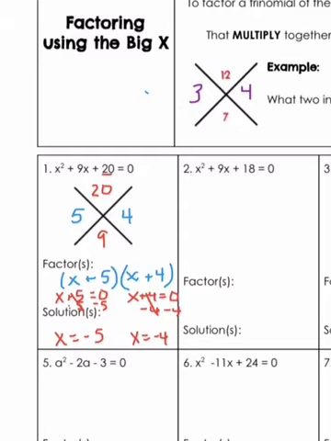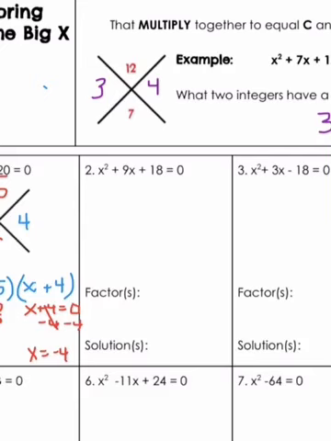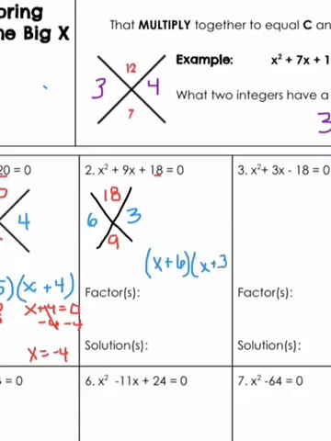Looking at number 2, we can go ahead and draw in our own x this time. So we're looking for what two numbers multiply to be 18 and add to be 9. Those two numbers are going to be 6 and 3. So your factors are x plus 6 and x plus 3, which would then make your solutions be, we're going to use the shortcut method on this, x equals negative 6 and x equals negative 3.